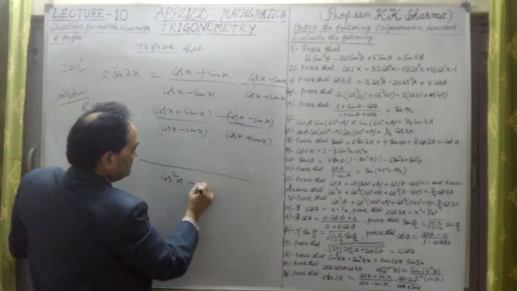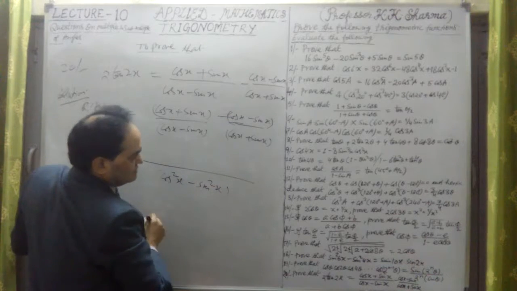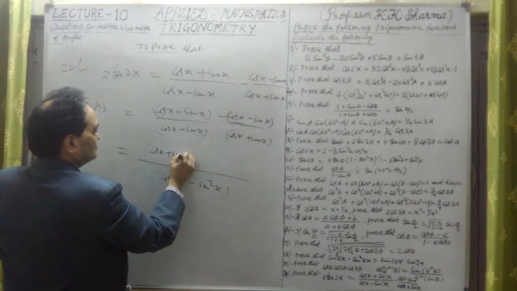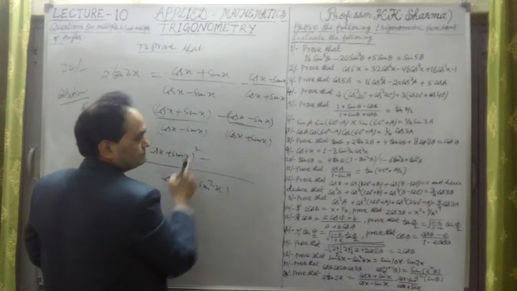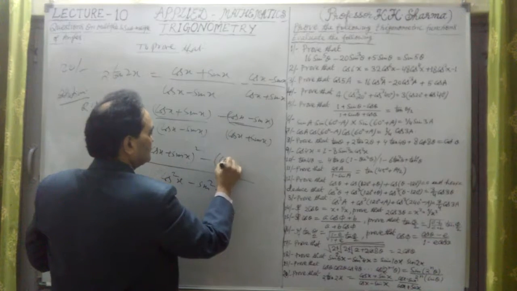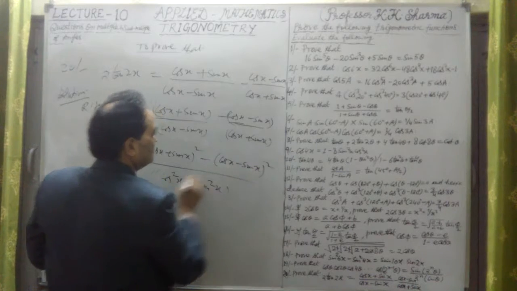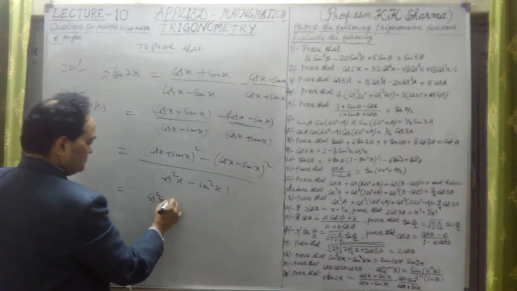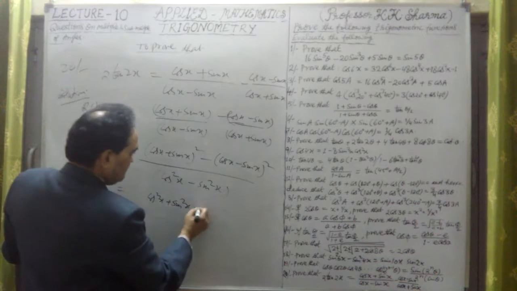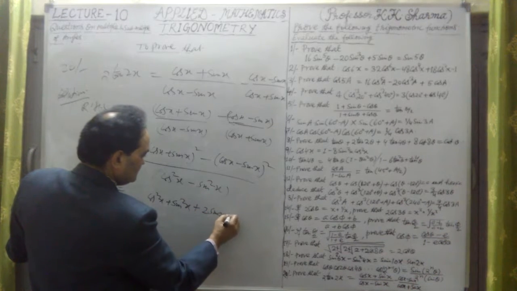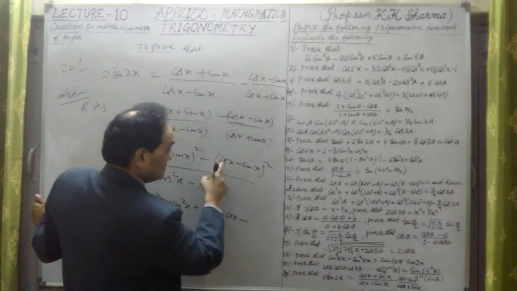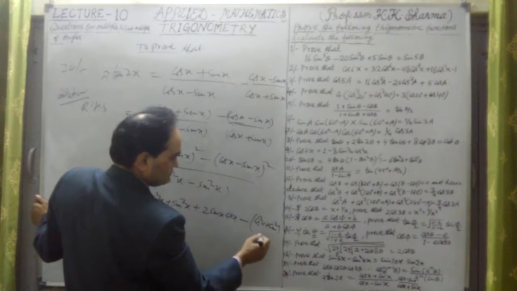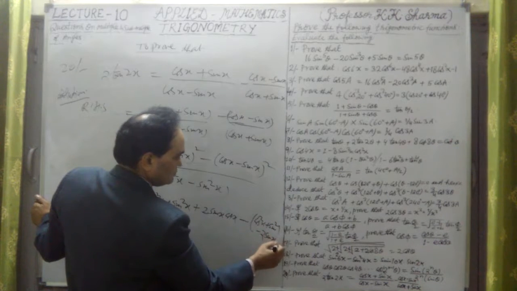That is cos square x minus sin square x in the denominator. Multiplying, this multiplied with this gives (cos x plus sin x) whole square, minus (cos x minus sin x) whole square. Opening the squares, the first is cos square x plus sin square x plus 2 sin x cos x, and the second is cos square x plus sin square x minus 2 sin x cos x.